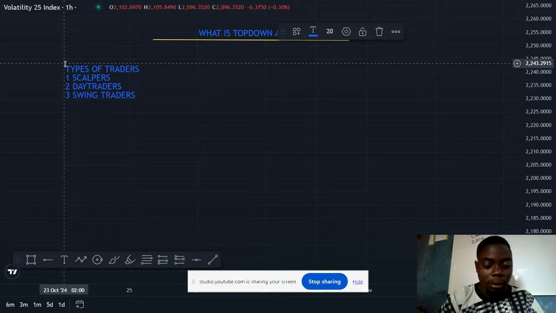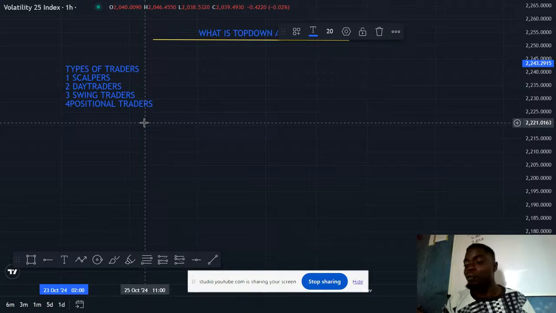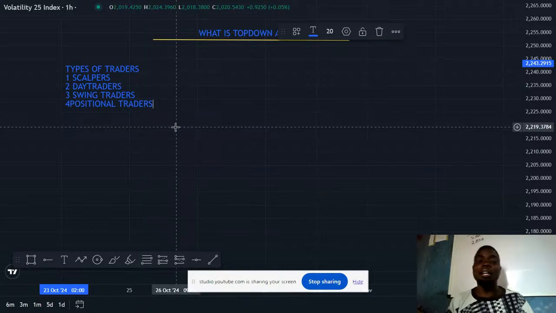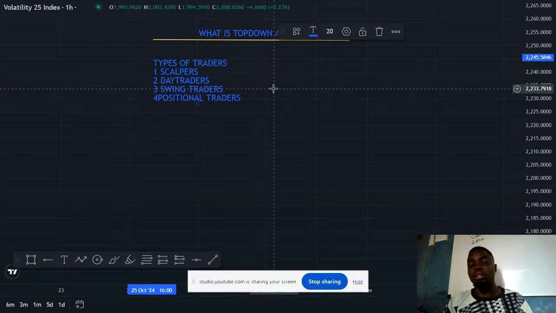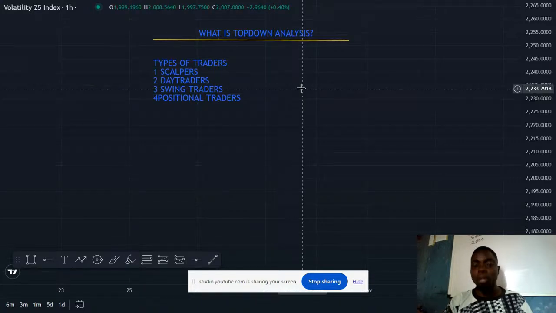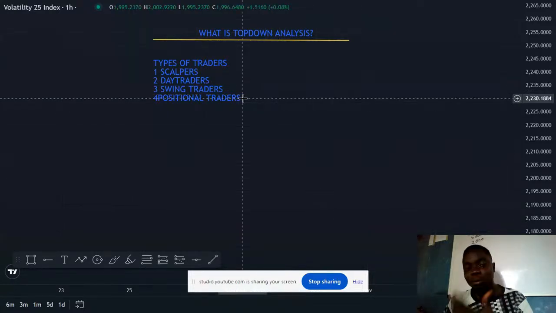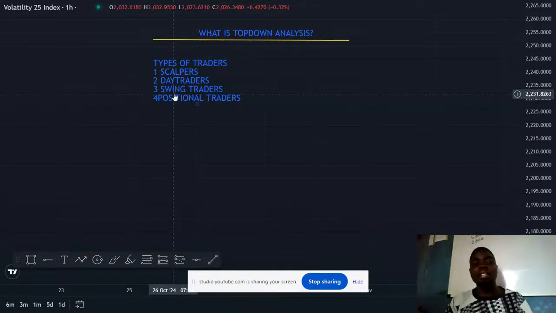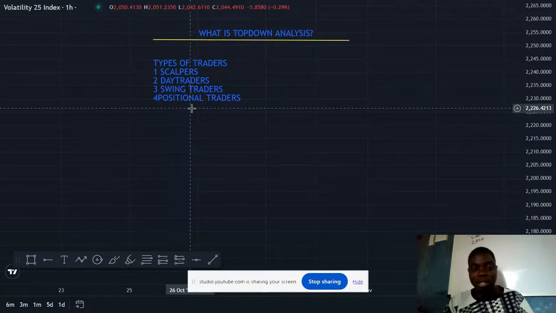The fourth one, we have positional traders. All right. So now, if you don't understand the time frame that all these traders are operating on, you will not make money. People like Elon Musk, Jeff Bezos, and those people that trade, they hold trades for a very long time. They can hold for 1 year, 6 months, 1 year. So those are positional traders.